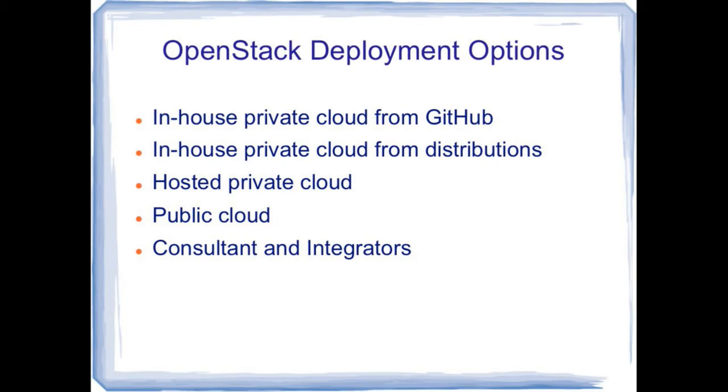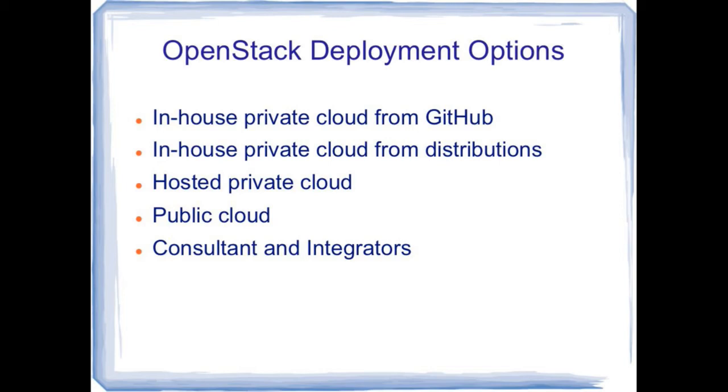But the advantage of the distribution is that it comes as a package. For Ubuntu, there's Juju. For Red Hat and Mirantis, they use Fuel to help you deploy the whole thing. So it comes as a package and makes it easier for you to deploy. And of course, if you buy some kind of distribution, you can always have services to support your deployment.